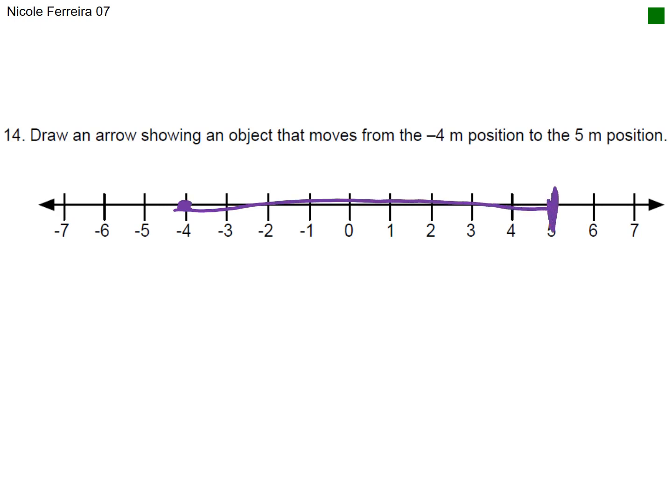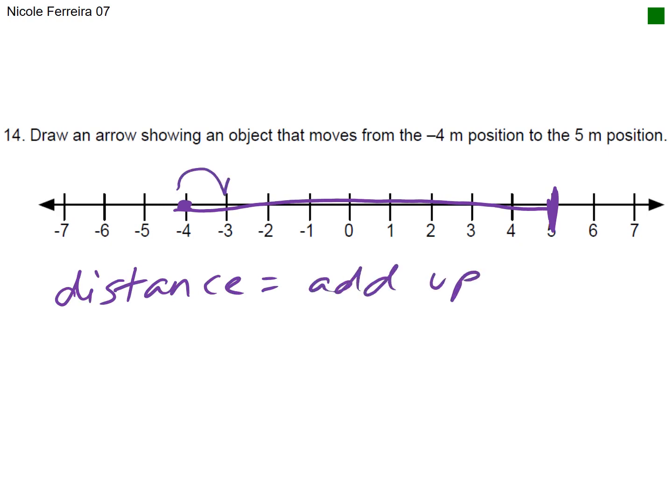Okay, so if we want to find the distance that the object traveled, we're just going to add them up. In this case, I would just count 1, 2, 3, 4, 5, 6, 7, 8, 9. So the distance that the person traveled, or whatever it was, is going to be 9 meters.